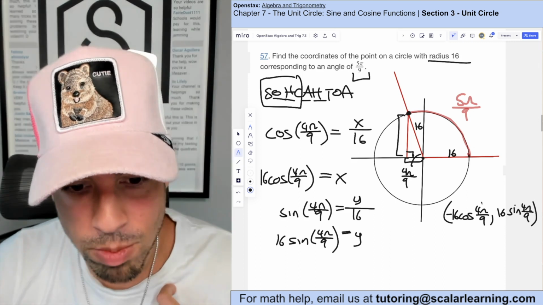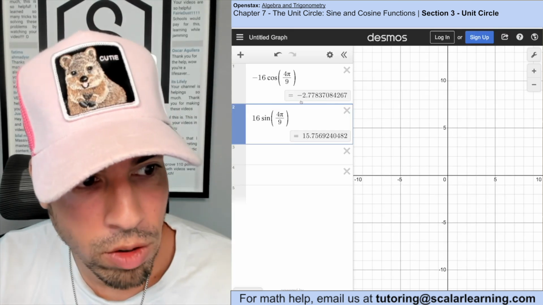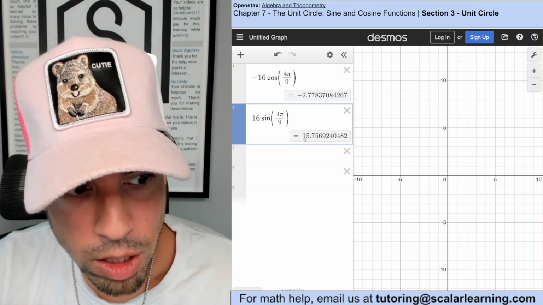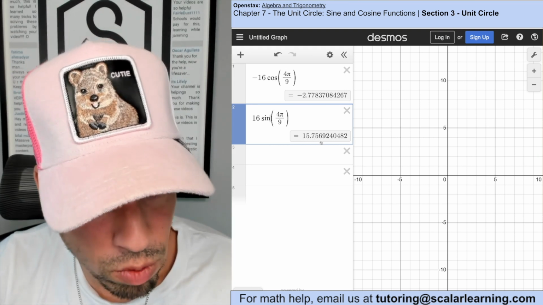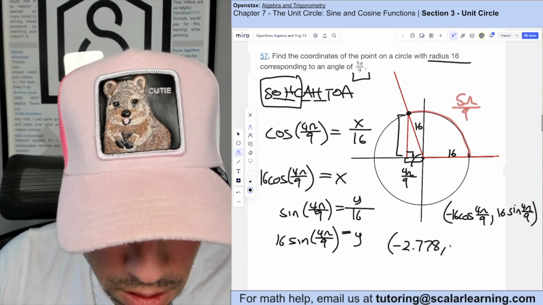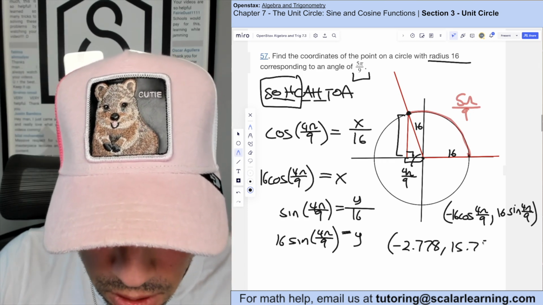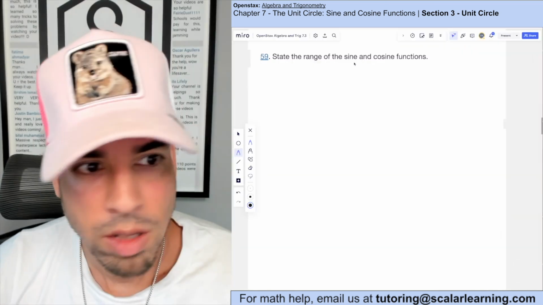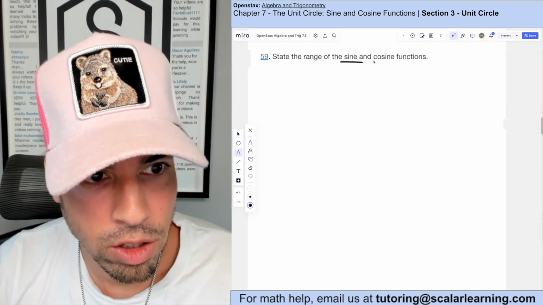But now let's get the approximation in Desmos. So here's the x value, negative 2.778. And then we get the coordinate of the y value, which is 15.757, that's going to round up to 7. So the answer is negative 2.778, comma, 15.757. Boom. Done.